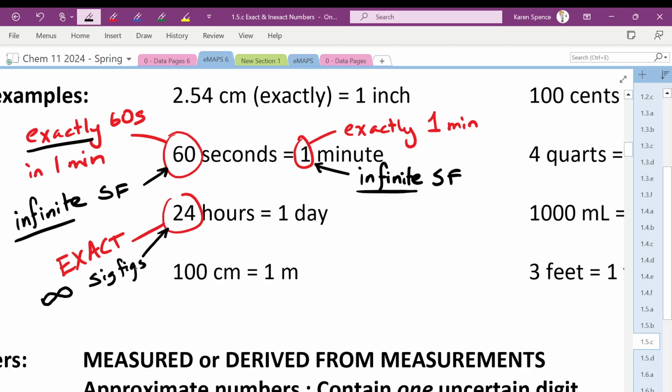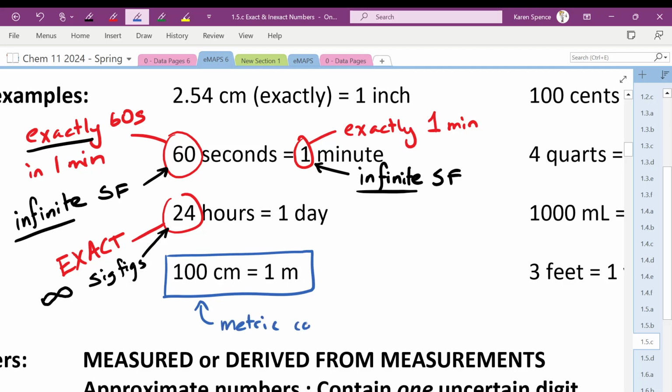All of your metric conversion factors, this right here is a metric conversion factor. It's called a conversion factor because it lets you know how many centimeters are in a meter, and that would allow you to convert from centimeters to meters. So if you had 800 centimeters, how many meters would you have? 8. If you had 80 centimeters, how many meters? 0.8. It allows you to convert between them.